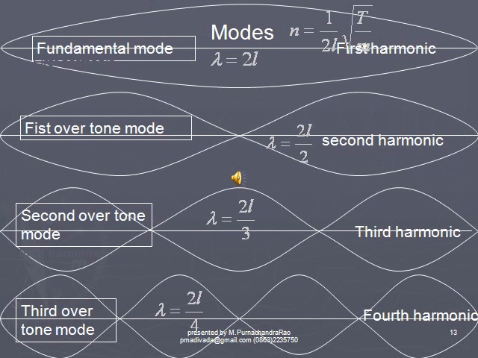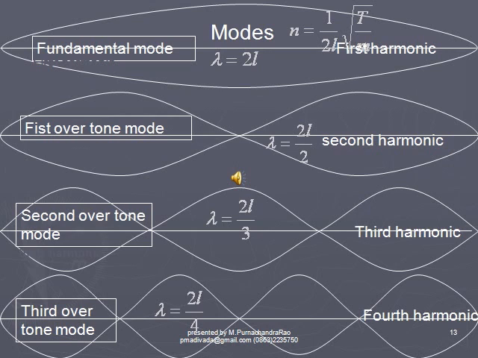Modes of vibration of a stretched string. A stretched string can be vibrated in different modes. If it is vibrated as a single loop, it is called the fundamental mode of vibration. Fundamental mode of vibration is that mode in which the entire wire vibrates as a single loop. Then the wavelength becomes equal to twice the length of the wire. The frequency of vibration in this mode is known as first harmonic.